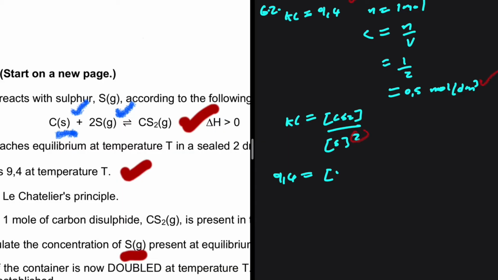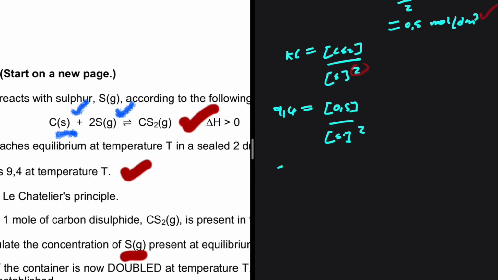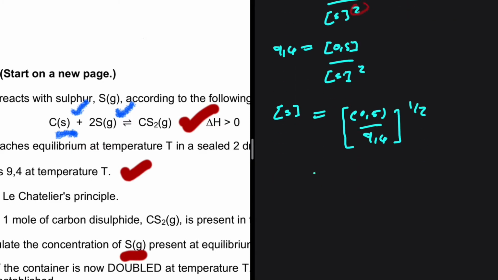If we go ahead and substitute, we're going to get 9.4 being equal to the concentration of CS2, 0.5, divided by the concentration of S, sulfur squared. So the concentration of sulfur will be equal to 0.5 divided by 9.4, everything to the power 1 divided by 2. We're taking square roots on both sides. If you put that in your calculator, you're going to get 0.23 moles per decimeter cube as the concentration of sulfur. There we go, 6.2.